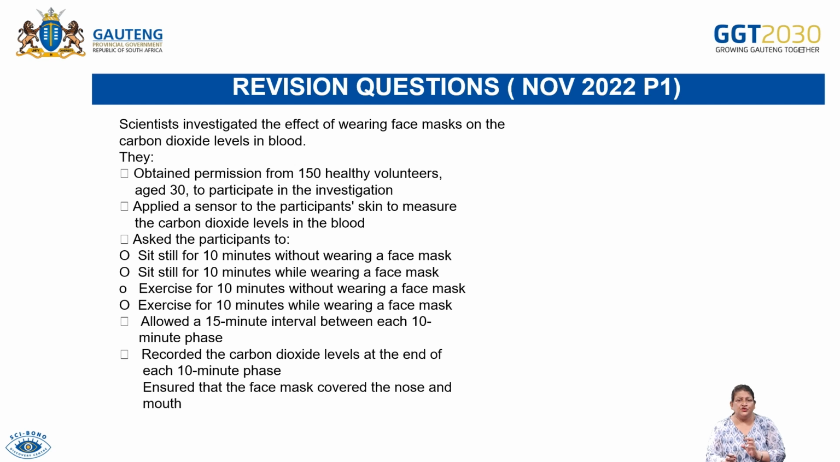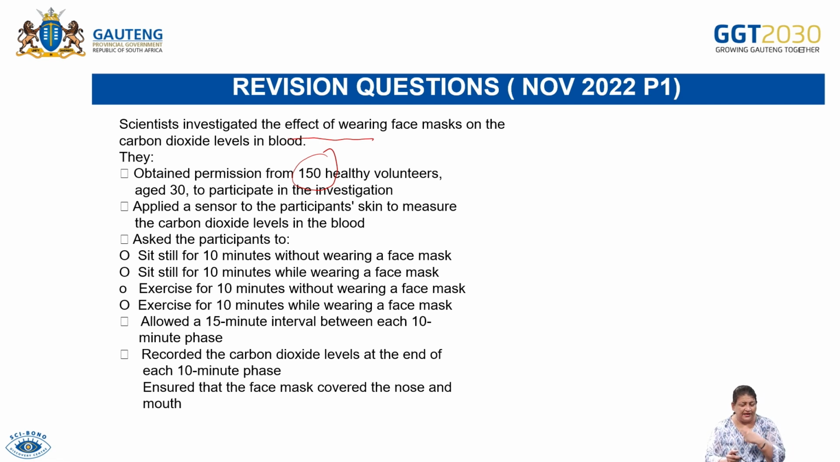So let's say they wanted to find out, if I'm wearing a mask, does it affect the amount of CO2 I release? Will the CO2 become less? Will it become more? So they wanted to investigate the effect that wearing face masks has on the carbon dioxide output. So they obtained permission from 150 healthy individuals or volunteers. So they got permission. Can you see it's a planning step? They got permission from how many? 150 volunteers, which means it's a big sample size.